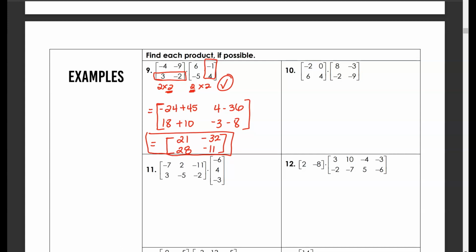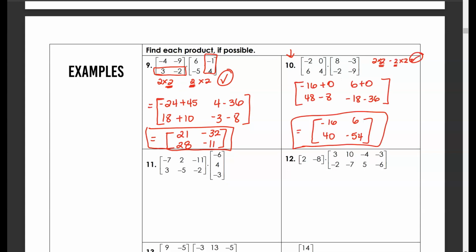Okay. All right, I'm going to go ahead and pause this video. I want you to try this one because number 10 is very similar to what we just did. All right, here's the solution to number 10. So we should have ended up with negative 16, 6, 40, negative 54. Just double check your work to make sure that that's what you got. And let's try another example.